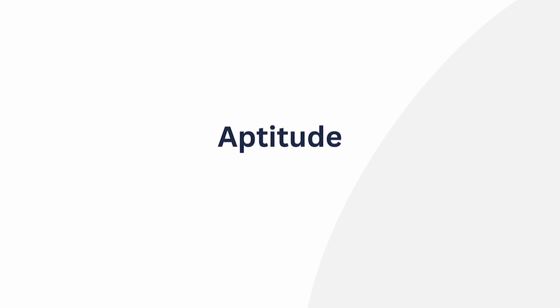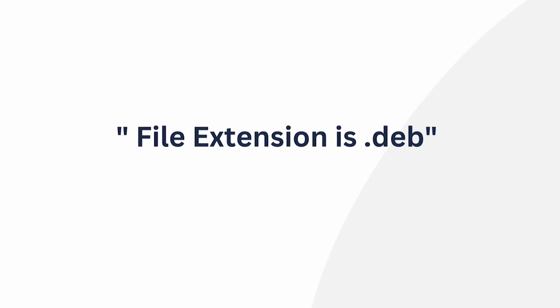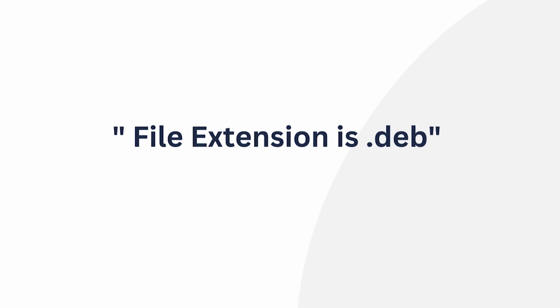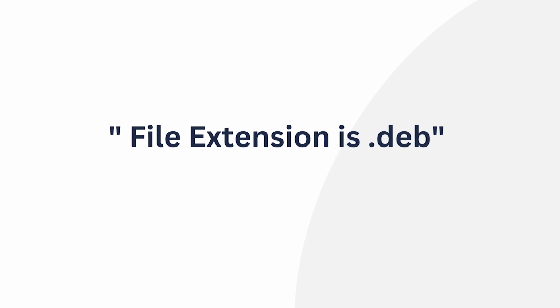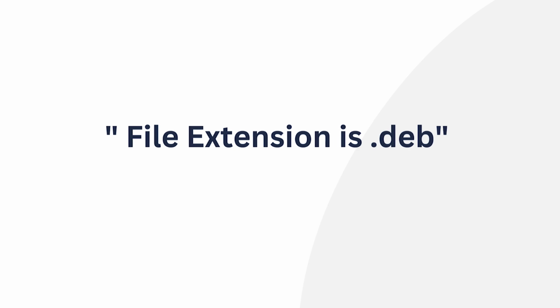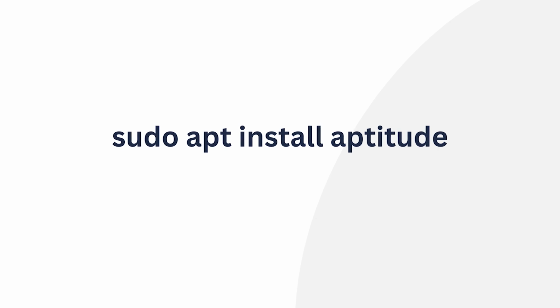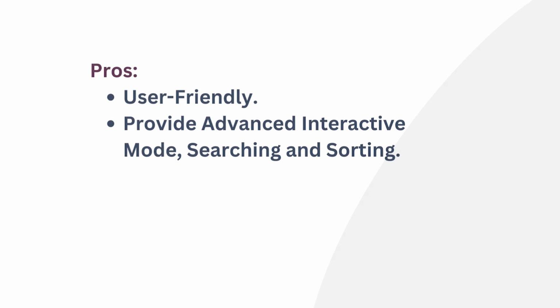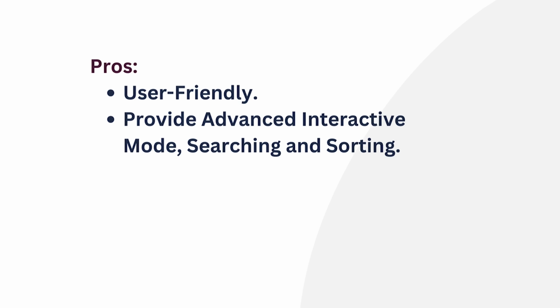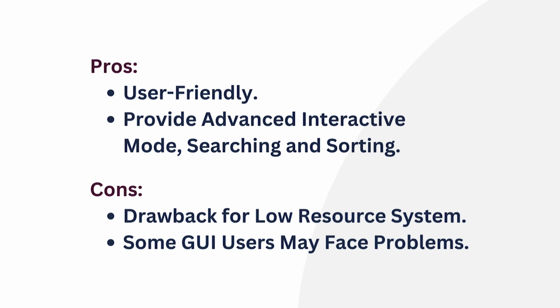Aptitude is a front-end package manager that needs to be installed manually. It is used over apt and Debian-based systems with .deb packages, offering a user-friendly interface with advanced features, robust functionality, and adept handling of dependency resolution for fixing broken packages. To install Aptitude, you may use the command sudo apt install aptitude. Though Aptitude is user-friendly and provides searching, sorting, and advanced interactive mode, some GUI users may still face problems for low-resource systems.